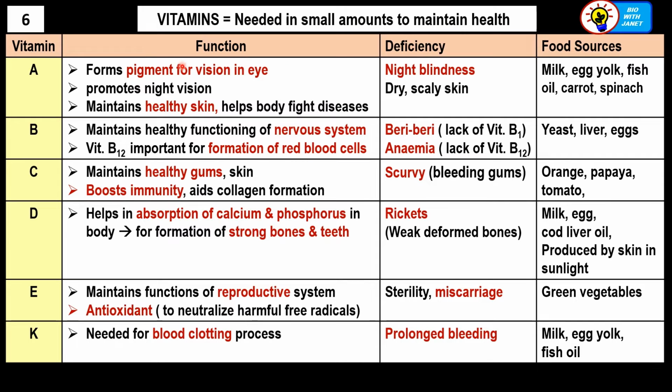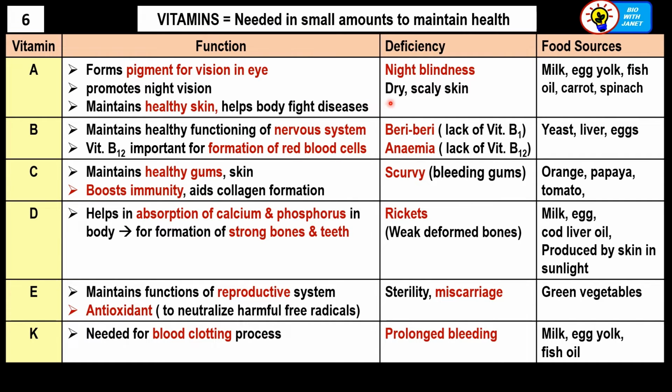All right, so let's go through it very quickly. Vitamin A forms the pigment for vision in the eye and promotes night vision. It also maintains healthy skin and helps the body to fight diseases. So deficiency in this vitamin causes night blindness, where the person is not able to see clearly in the semi-darkness, right? And this is because vitamin A is important for the formation of the pigment for vision in the eye.